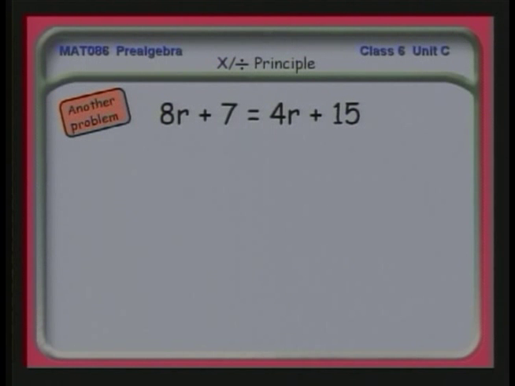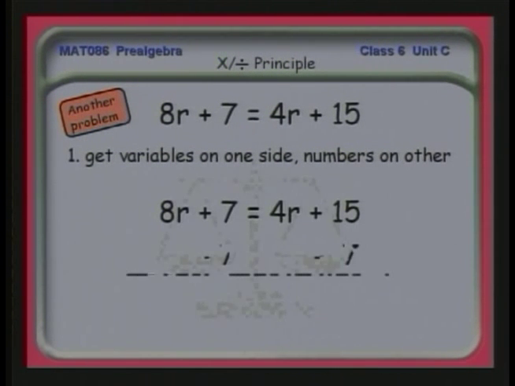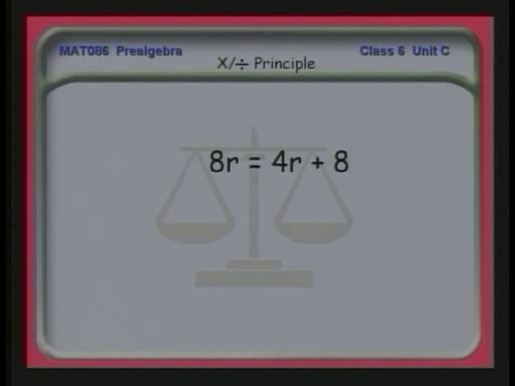As I look at this, it seems to me that the most logical thing I can do to get the variables on one side and the numbers on the other would be to subtract 7 from each side of that equation. When I do, 7 minus 7 is 0, and I'm left with 8r by itself on the left equal to 4r plus 8. Let's go to a new slide and continue working on this problem.